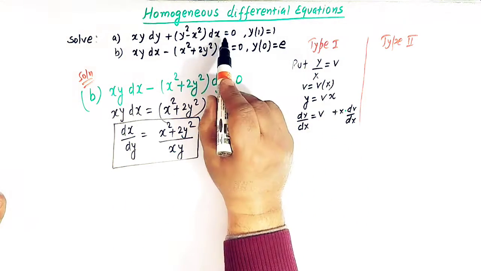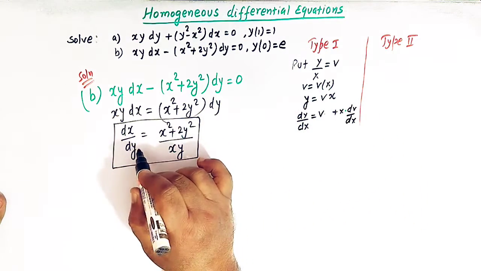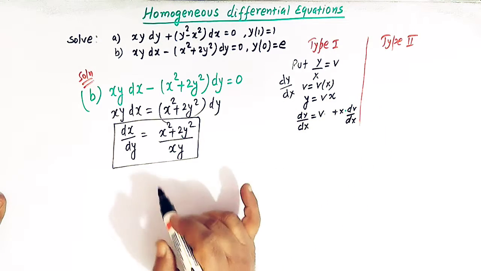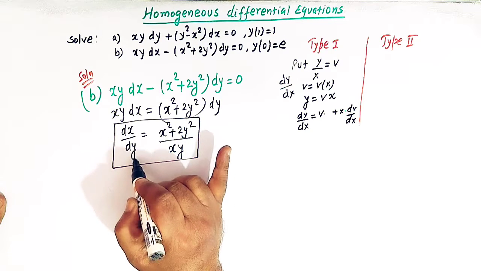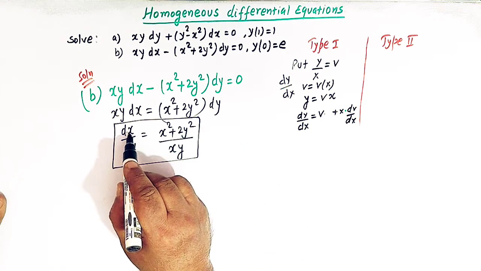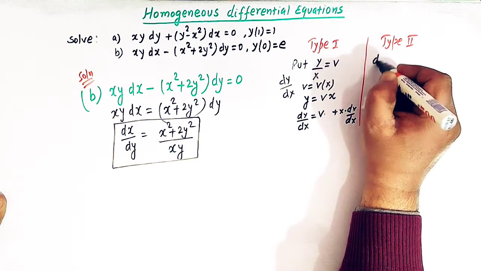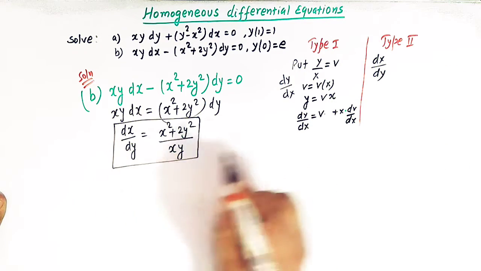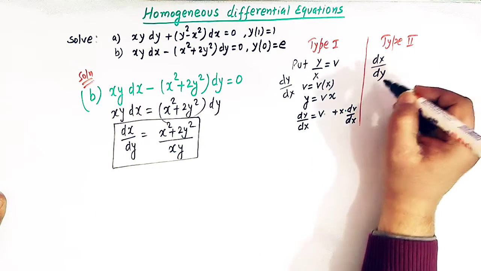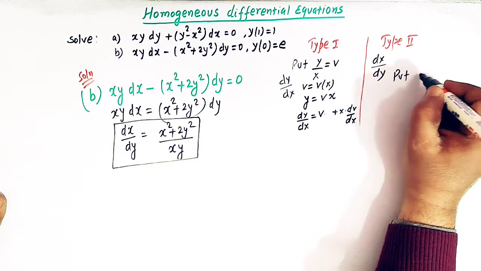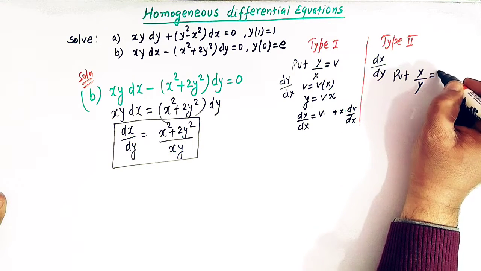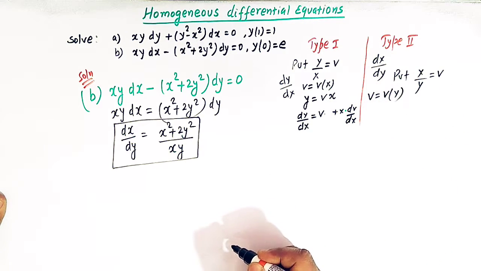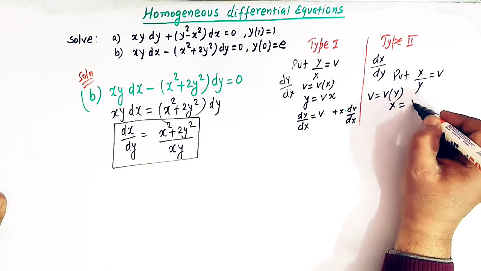So here we have an equation where we have dx over dy, right? And in the first case, we have seen that we had the equation dy over dx, right? So whenever we come across this type of differential equation where we have dx over dy, then we'll solve this type of homogeneous differential equation by taking the substitution x over y is equal to v, where v is some function of y, right? So we can write x is equal to vy.